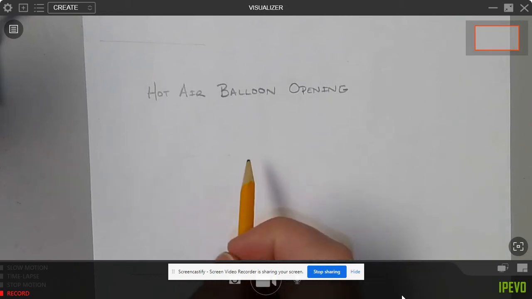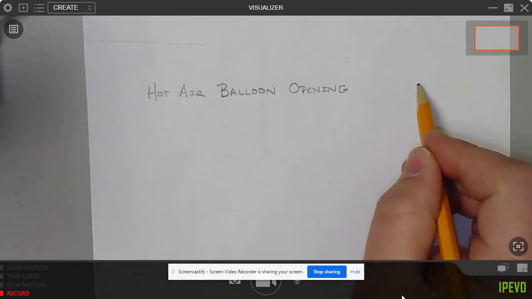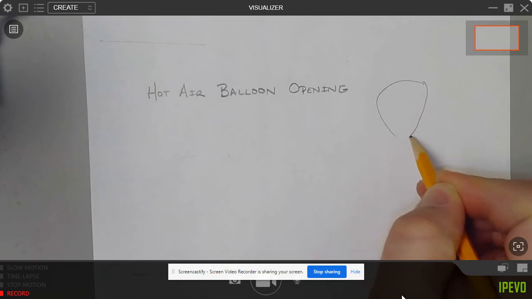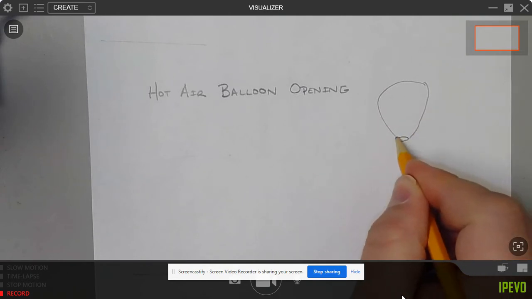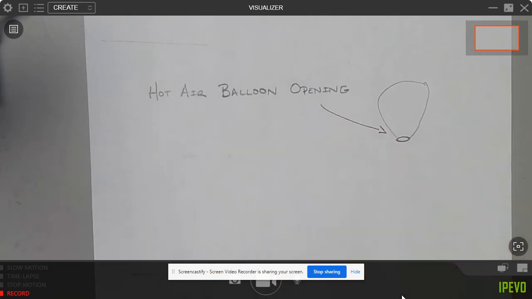All right, all you cool cats and kittens, it's time to talk a little bit about the hot air balloon opening, which is at the bottom of the envelope. So right here, if this is my hot air balloon, this is the envelope part, this is what we're looking at. We're looking at the bottom.